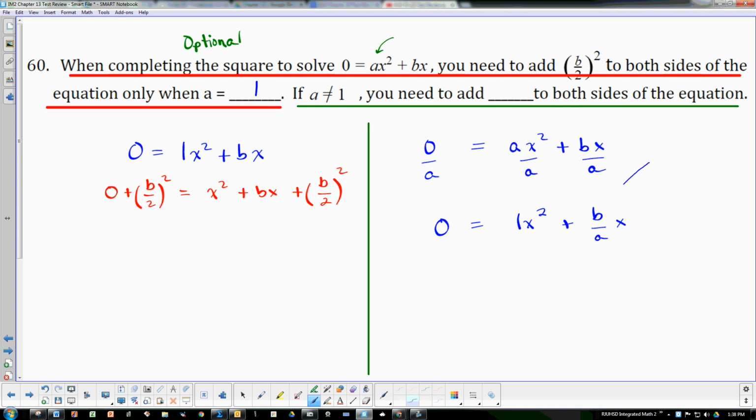all we have to do is take this b over a, cut it in half, and then square it. Now simplify this just a little bit. This is going to be b over 2a and all squared. So that's what we can do. We can add b over 2a all squared.